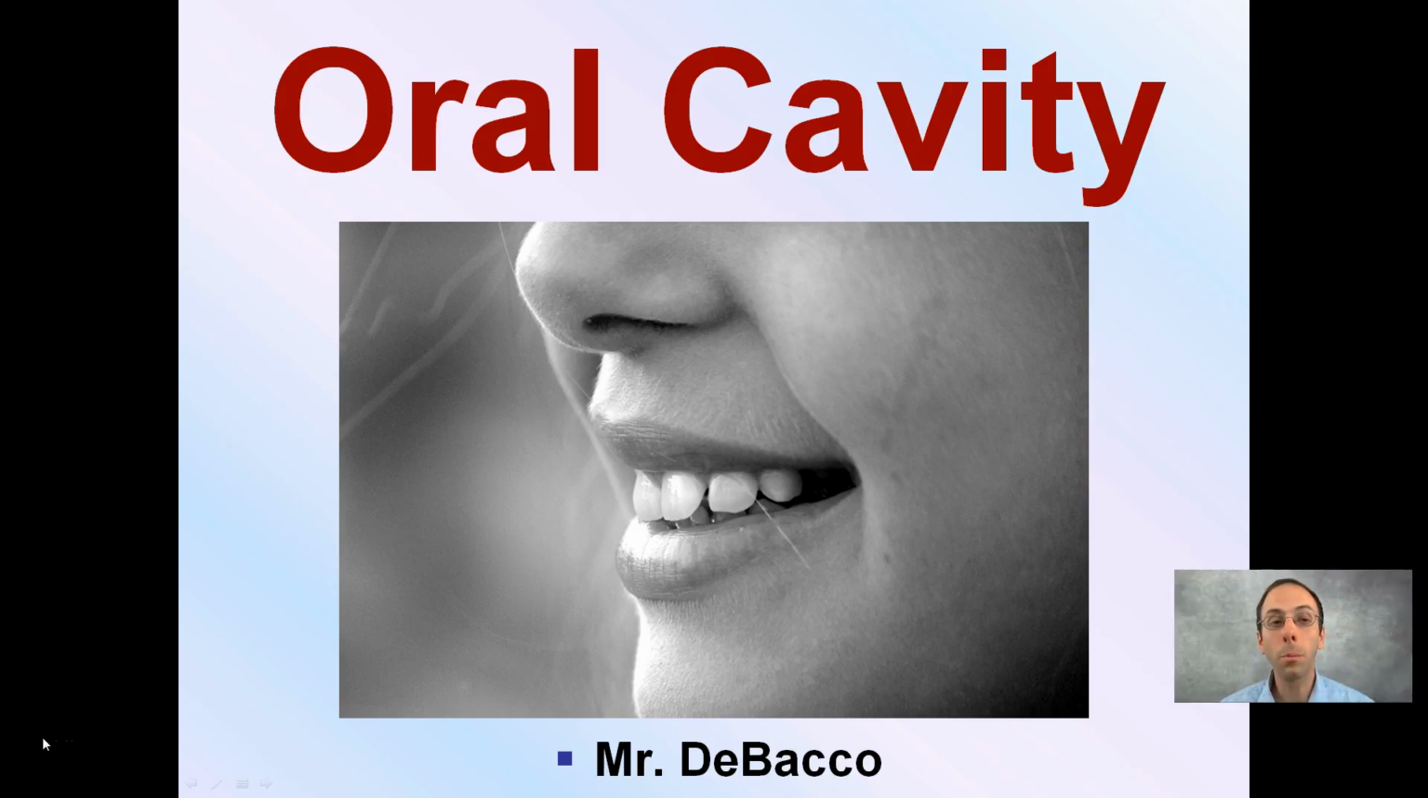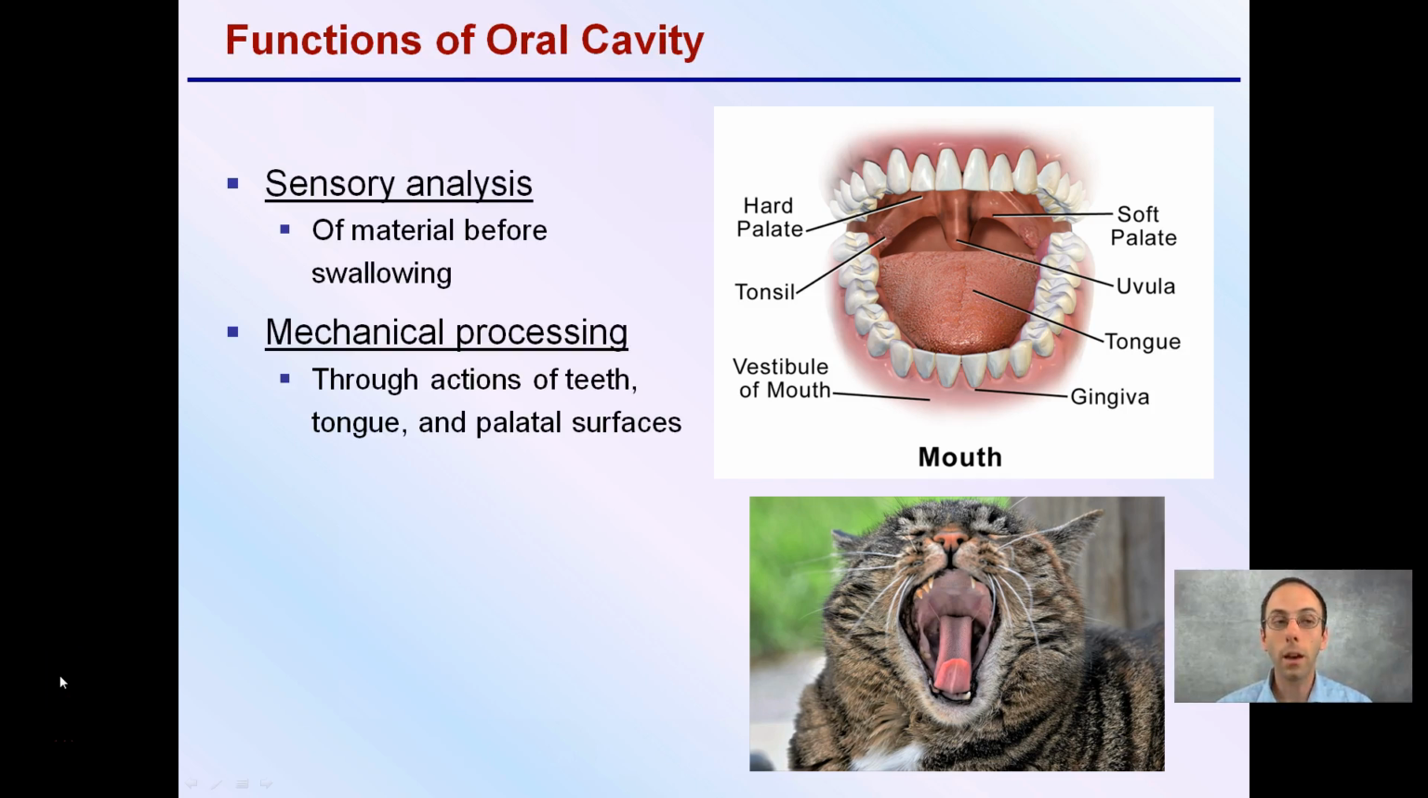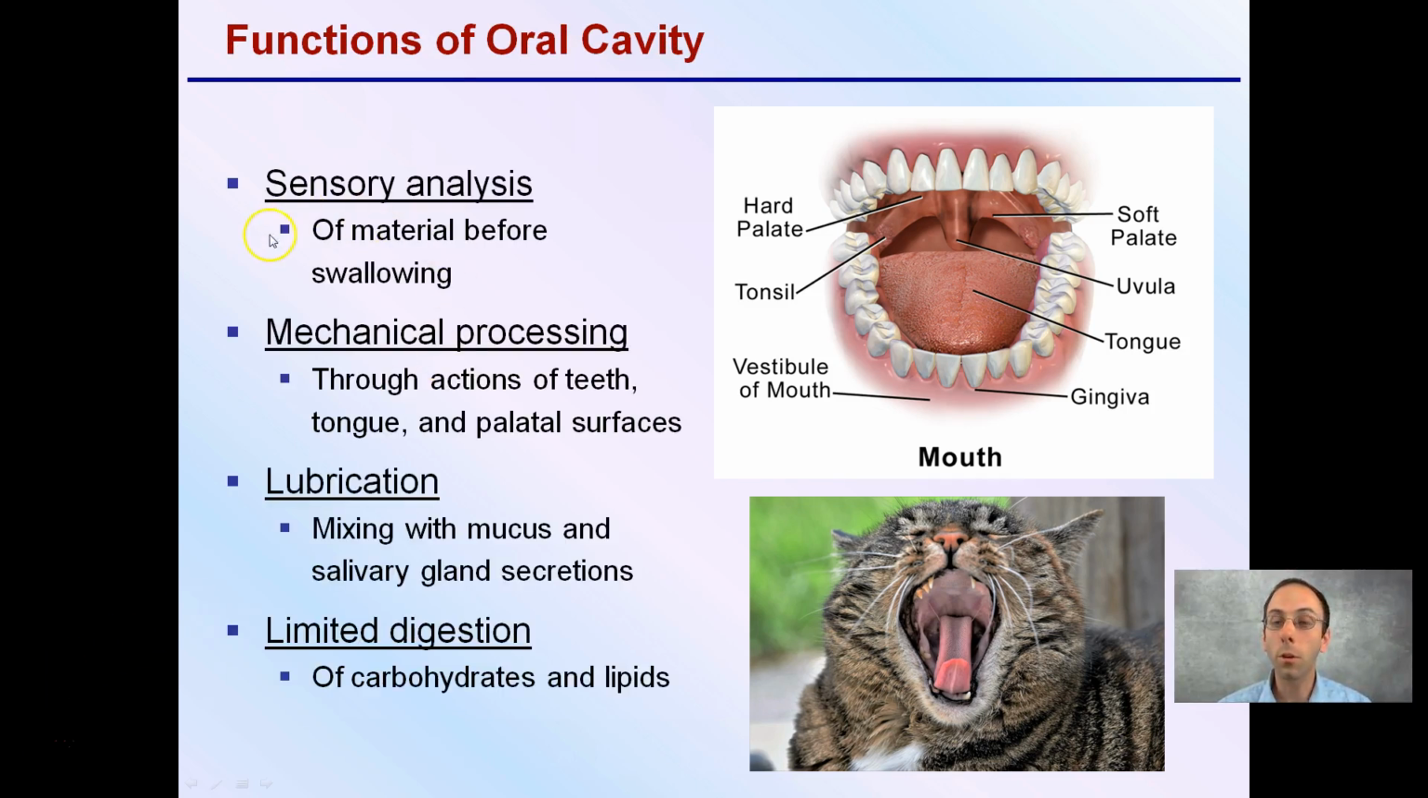Okay, here we're going to learn a little bit more about the oral cavity, looking at some of the details that occur in our mouth in relation to the digestive system. Starting with functions of the oral cavity: there's sensory analysis of material before swallowing, recognition, kind of determining texture, and mechanical processing, which occurs through the teeth and the surfaces in the oral cavity.